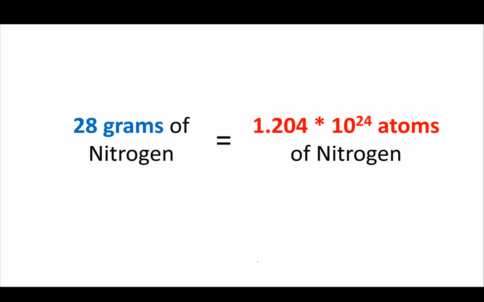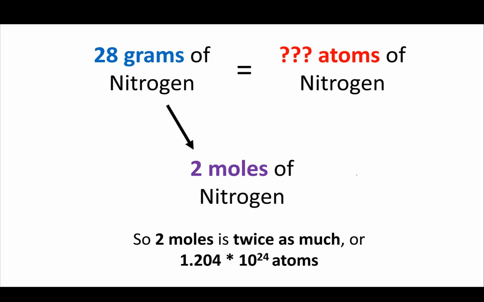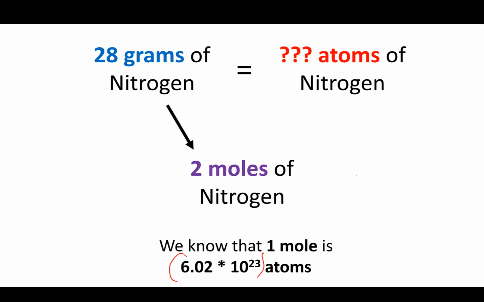And so, that's the answer. Ta-da! I figured out the weight of nitrogen on a scale. I figured out how many moles that was using the molar mass. And then I figured out how many atoms that was using the fact that 1 mole is 602 billion trillion atoms.